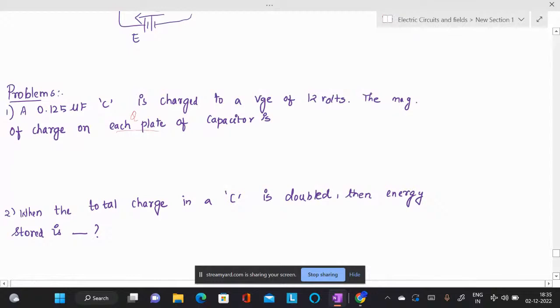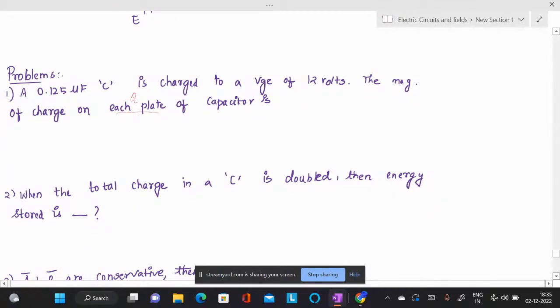So, did anyone find the answer for this? Okay, let me write the given values. What is the value of V? 12 volt, isn't it? What is the value of C that they have given? The capacitance value is given as 0.125 microfarad, which can be rewritten as 0.125 into 10 to the power minus 6 farad.